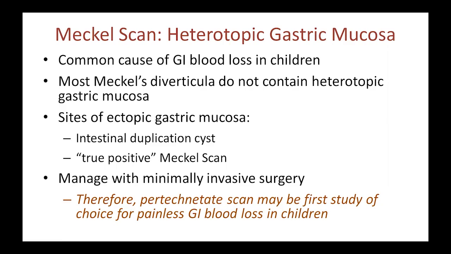This study is important because if we can tell the referring clinicians that there is ectopic mucosa and a likely heterotopic gastric mucosa in a Meckel's diverticulum, these patients can be managed with minimally invasive surgery rather than undergoing more extensive surgery to look for the source of GI blood loss. Therefore, a pertechnetate scan, that is a Meckel scan, may be the first study of choice for painless GI blood loss in children.